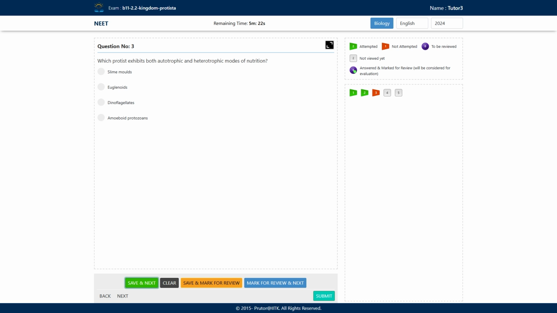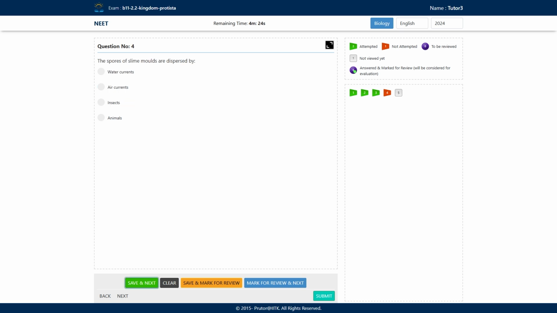So what are the options? Option A is slime mold, B is euglenoid, C is dinoflagellates, D is amoeboid protozoans. What will be the correct answer? Okay, here the correct answer will be option B, euglenoids, like Euglena. Euglena can photosynthesize in the presence of light, and in the absence of light, it becomes heterotrophic. So it feeds on smaller organisms.